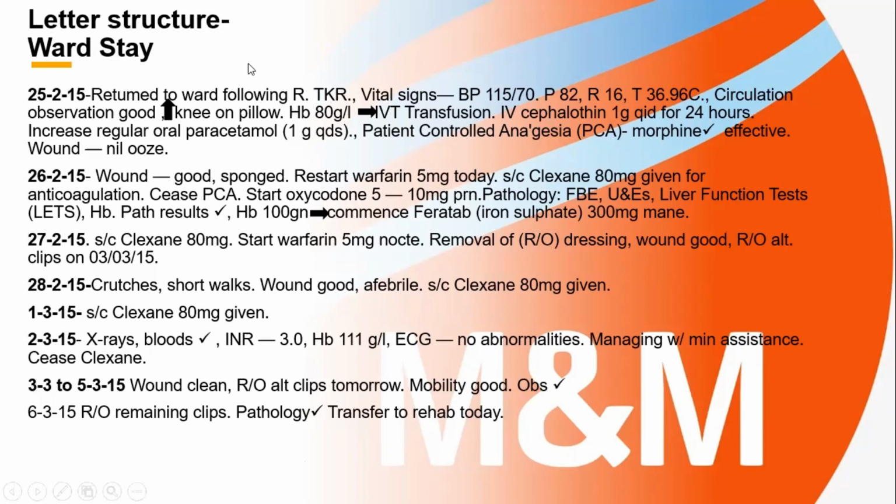So let's say we have: patient had a successful right knee replacement surgery and was transferred to the ward. So, patient returned to ward following right total knee replacement. Vitally, he was stable, for example. Okay, circulation was fine. There was only the hemoglobin level that was low, that's why you have done a transfusion. Whatever has been written, you can read it quickly.